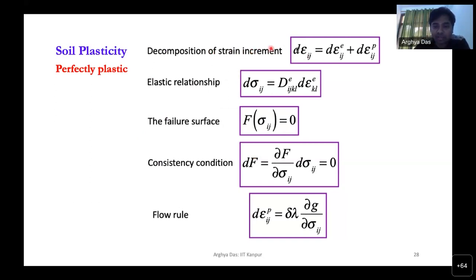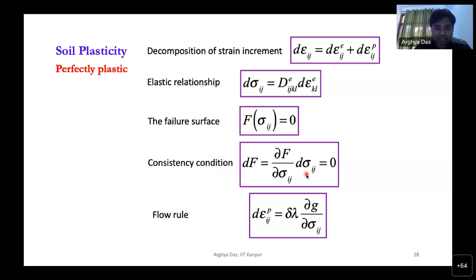We have decomposition of the strains. That means strain is decomposed into elastic and plastic. We have the elastic relationship, which Professor Motion already talked about: the stress increment equals the elastic stiffness multiplied by the elastic strain, where the subscript E denotes elasticity. At this moment, you may ignore the initial notations IJKL and consider only d sigma equals D_e times d epsilon e. We have a failure. If it is perfectly plastic, then the hardening term equals zero.